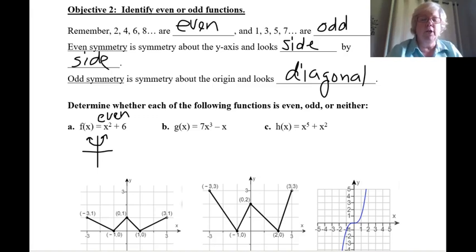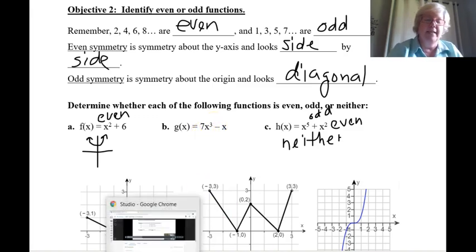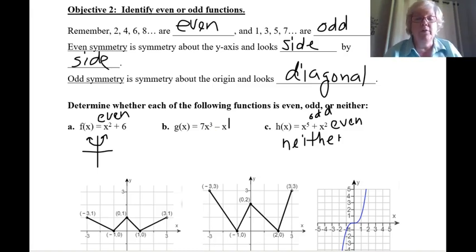Now, jump over to example C. Example C over here has both an even and an odd exponent. If you have both even and odds mixed up in the same problem, then we say that has no symmetry. That would be neither. Now in the middle here, you can probably guess what that one's going to be. It has a 3, which is an odd number, and then it has just x. That's an understood 1. Both of those exponents are odd. So we say that that does have odd symmetry.